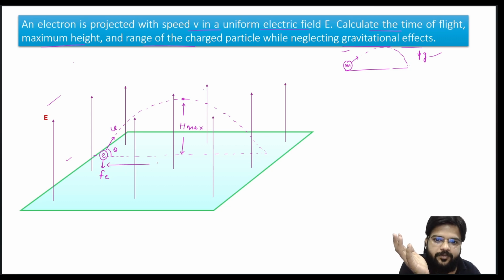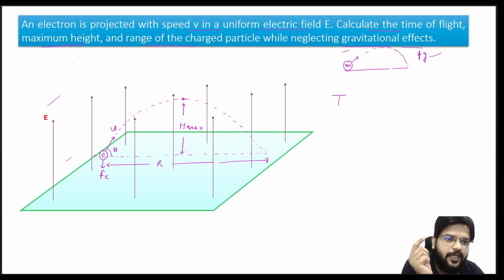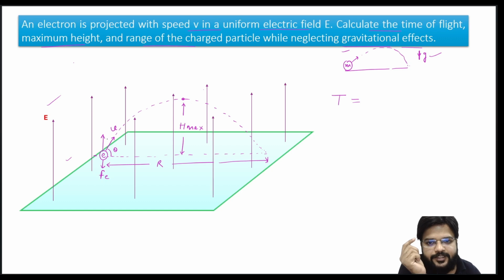The maximum displacement of the particle is the range, correct? And the time spent by the particle in the air is the time of flight. We already know all this from the 11th class. So first of all, we are finding the time of flight. If we resolve this v, the vertical component is v sin theta, and the horizontal component is v cos theta.